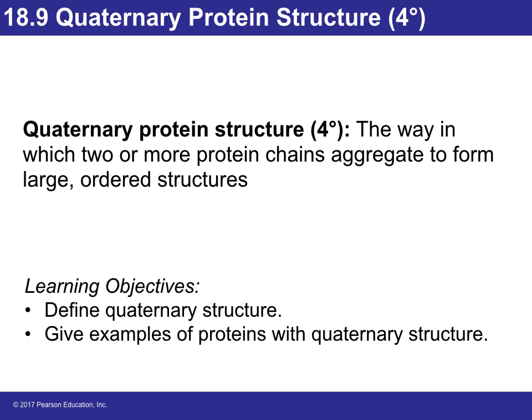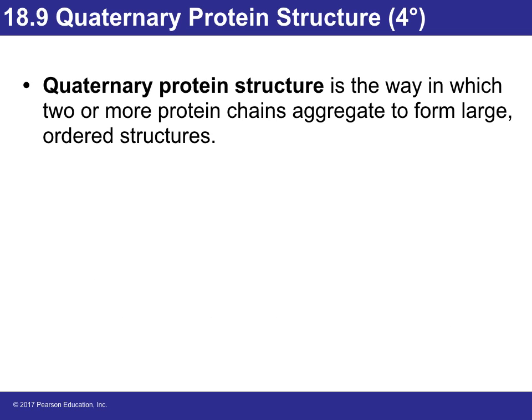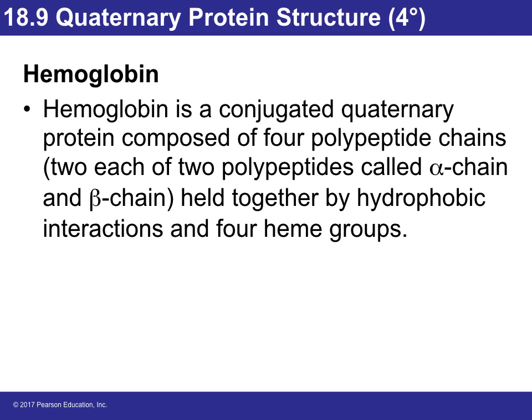When I look at this, I'm going to look at how two or more protein chains can aggregate. An example here is hemoglobin. This is a conjugated quaternary protein that has 4 polypeptide chains. Two of them are alpha, 2 of them are beta. I'm not going to go into the details, but they're held together by hydrophobic interaction. Hydro, water, phobic, hate the water.